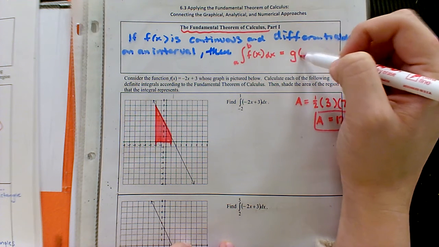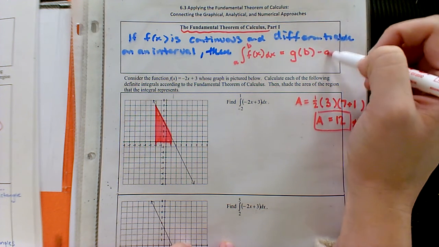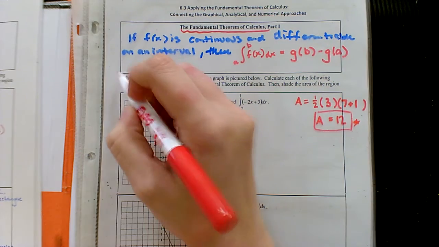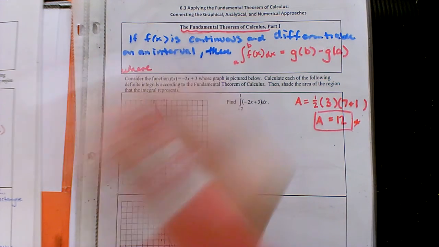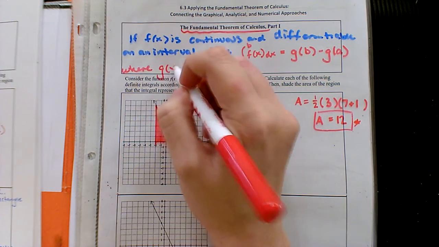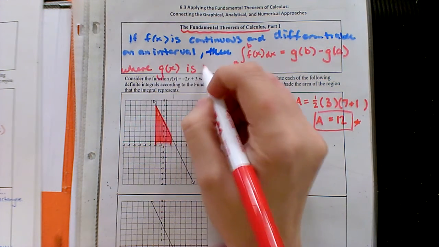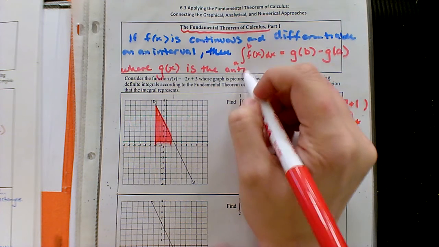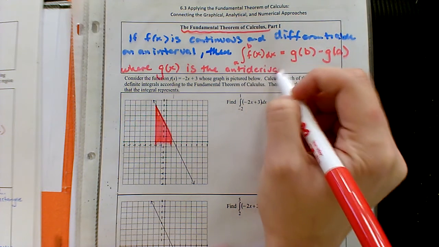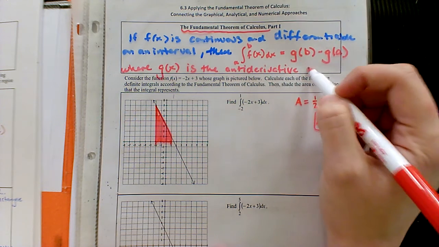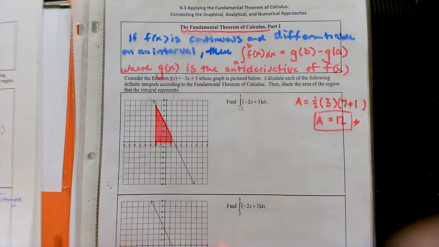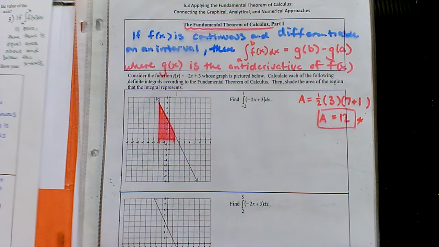I'm going to use g of B minus g of A. And this g function is the antiderivative. Okay, the antiderivative of f of x. Remember we did a lot of that last week, like at the boards. You're working backwards, okay, aka an antiderivative.